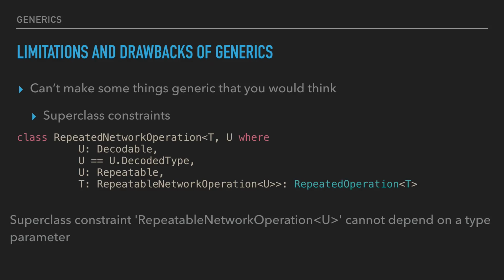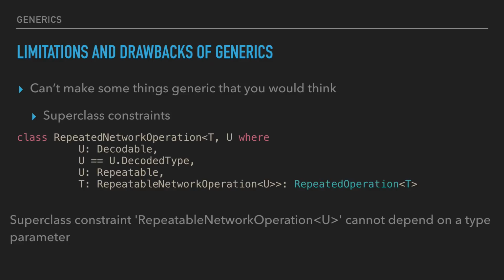So the generic system is extremely powerful, but it is limited and can have some drawbacks. You can't make things generic like you would think. Some of these limitations will be lifted with Swift 3. Some of them won't be, maybe 3.1 or maybe Swift 4. For example, if I tried to make, again, the operations library itself defines something called a repeatable.